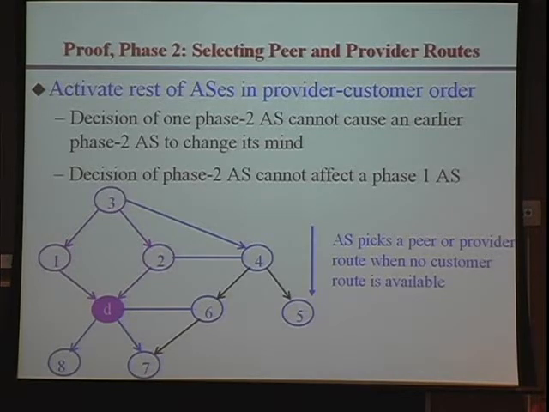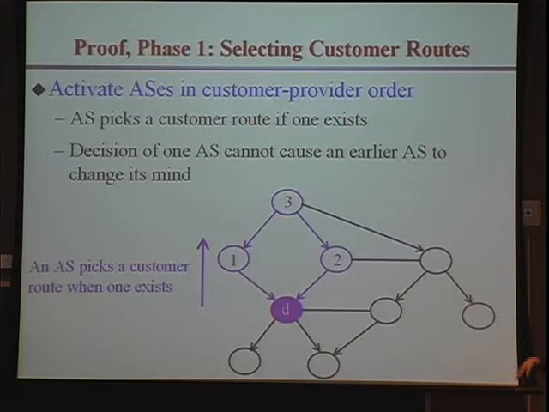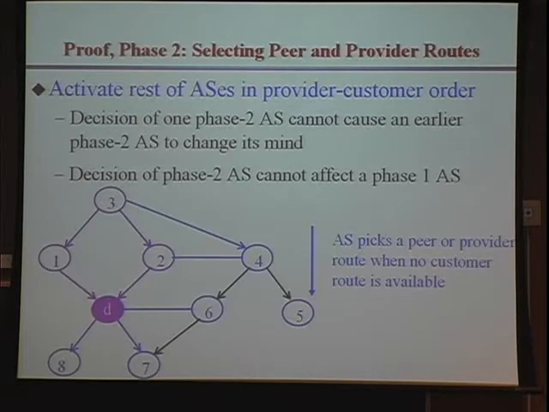Okay, so that's the basic argument, that you're going to percolate up the provider-customer graph and then down the provider-customer graph. And eventually all the autonomous systems will have made a choice. And they'll make a choice that they'll never change. Okay, so that's sort of a high-level sketch of the proof. In the paper, we go into a lot more detail about why that holds.